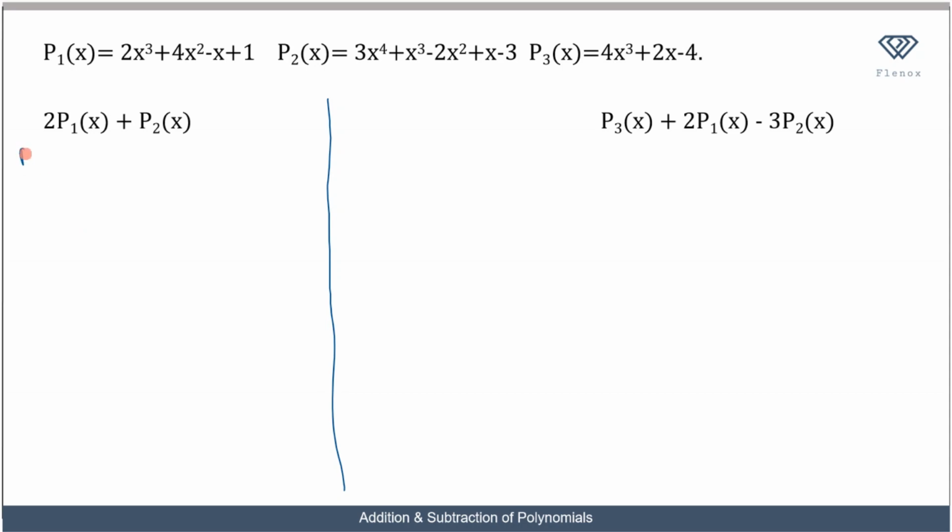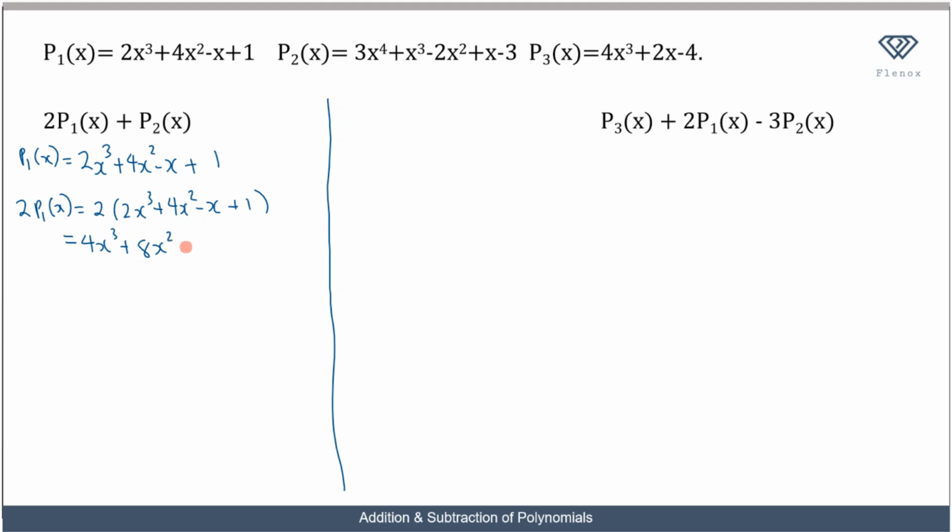We are given that P1 of x is 2x to the power of 3 plus 4x to the power of 2 minus x plus 1. Therefore, 2P1 of x will just be the multiplication of everything that is here. So we have 2 into bracket 2x cubed plus 4x squared minus x plus 1. And what would that be? 2 times 2 will give me 4x cubed, then plus 8x squared, then minus 2x, then plus 2.